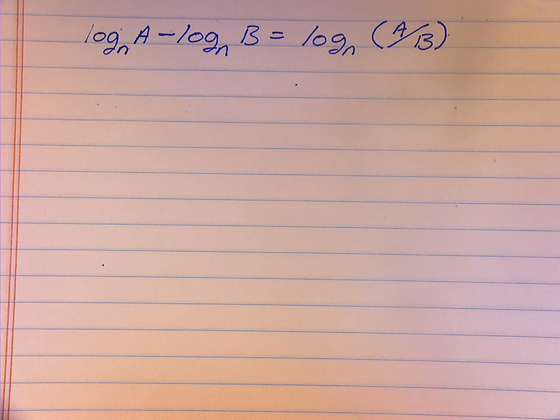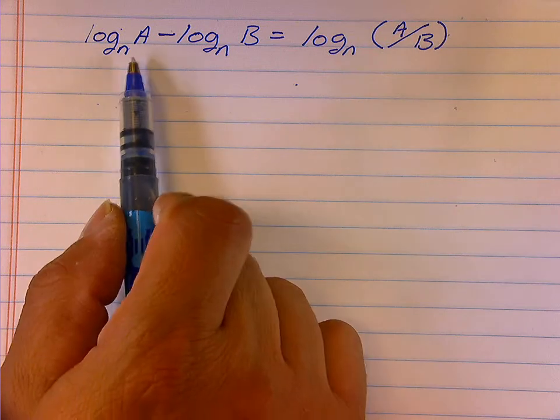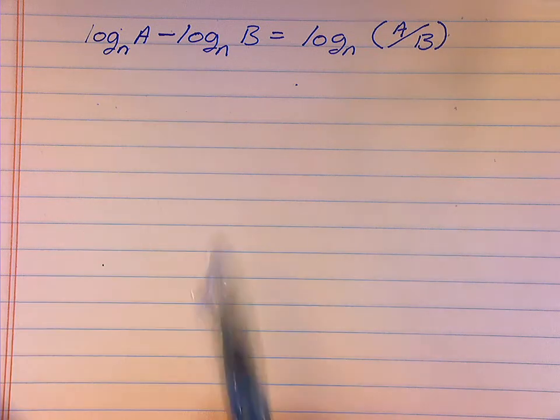So right now, I'm going to prove the formula that allows me to take the difference of two logarithms and combine it into a single logarithm. Now, the basis of my proof, I'm going to start off by assigning log base n of a value. And then I'm going to assign log base n of b a different value.